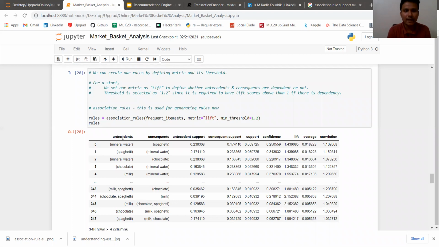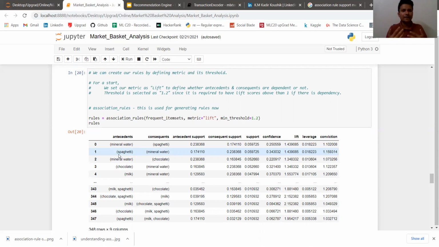So one important thing: antecedent and consequent. What we understand by antecedent and consequent: the antecedent is product A, and the consequent is product B. For example, if we buy mineral water, there's a high chance that we'll buy spaghetti. Or, if we buy spaghetti, there's a high chance we're going to buy mineral water. So the antecedent is the first product, and the consequent is the next product.